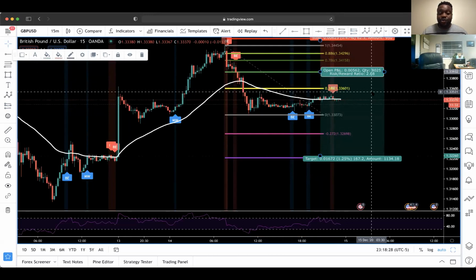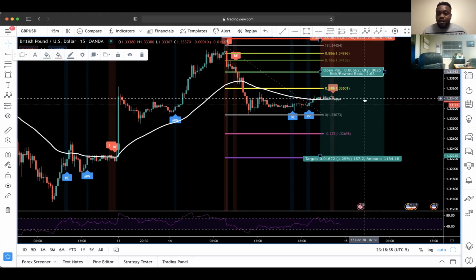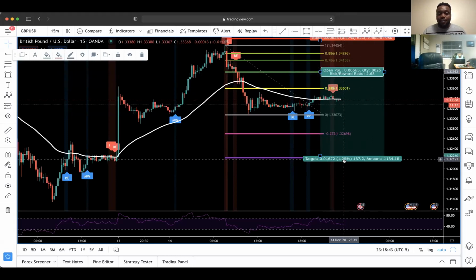This is an intraday trade right here. I haven't even said I'm a swing trader, a scalper, or anything like that. I let the system define it. 16 pips. It's more than a 2-to-1. It's worth the risk. Set my pending order up here, take profit down there.